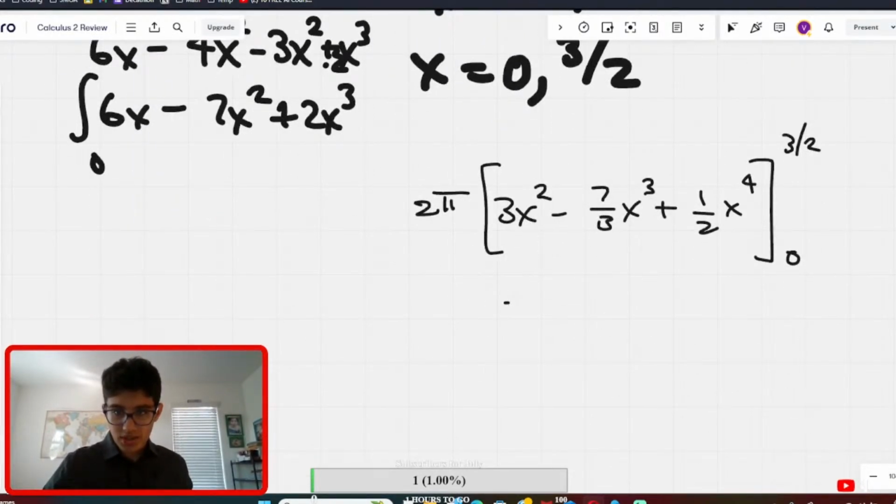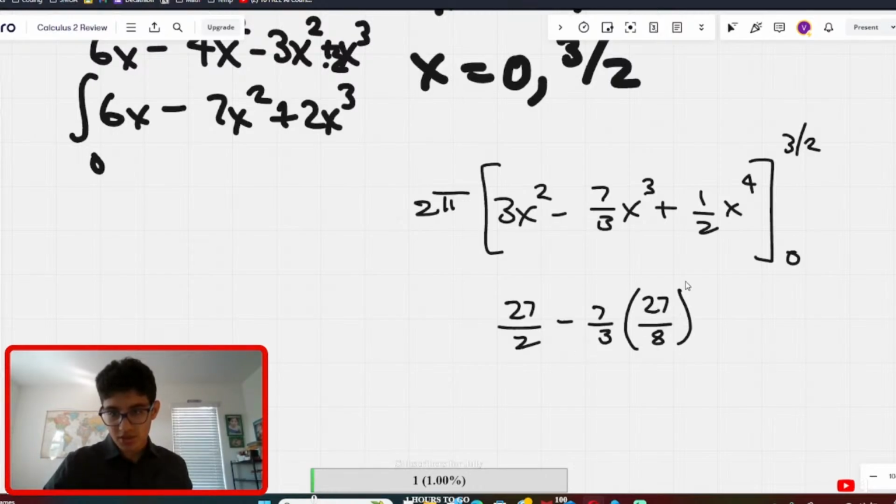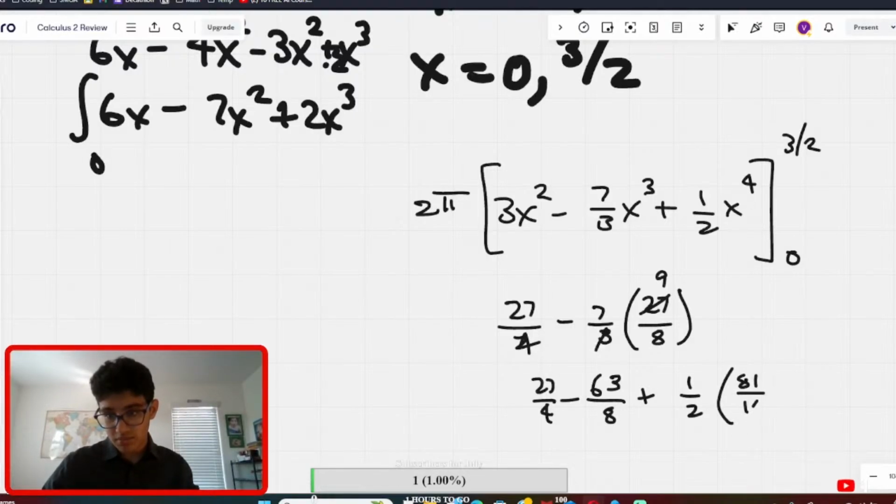Over here it'll become 27 halves minus, this becomes 27 over 8. Right? Obviously there'll be some cancellations. So actually let's put it in directly. 3 halves. Let's just check all the work once. Okay. Yeah, already a mistake here. This should be 27 over 4. This will cancel to give you this, which becomes 27 over 4 minus 63 over 8 plus 1 over 2 times 3 to the fourth, 81 over 16.